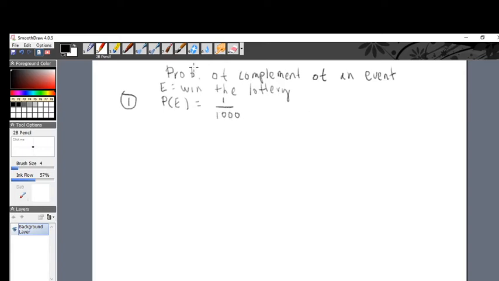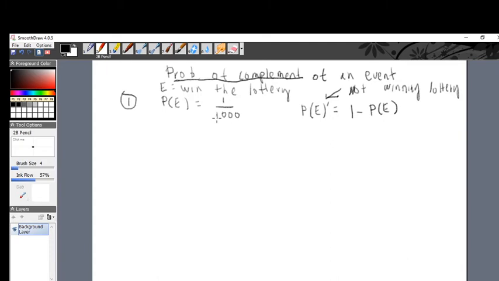Now, here's this thing called the probability of the complement of an event. The complement of an event is: what's the probability of E prime, which means what's the probability of not winning the lottery. That is what the probability of E prime is. And here's the formula. It's 1 minus the probability of E.